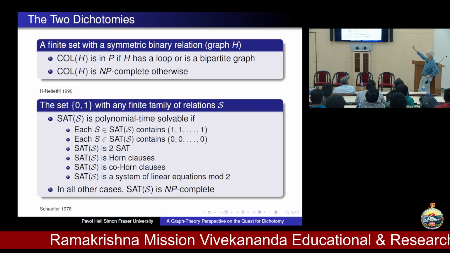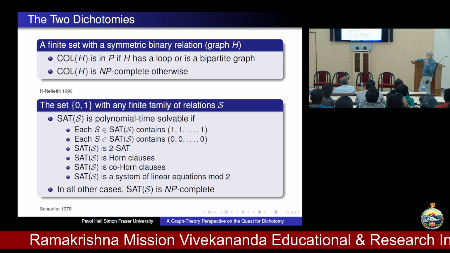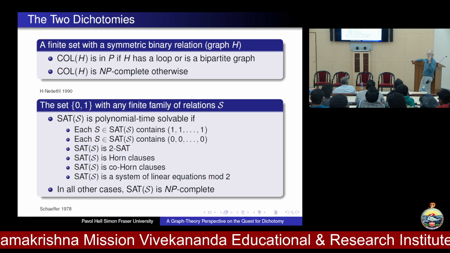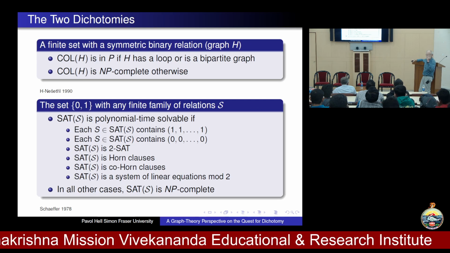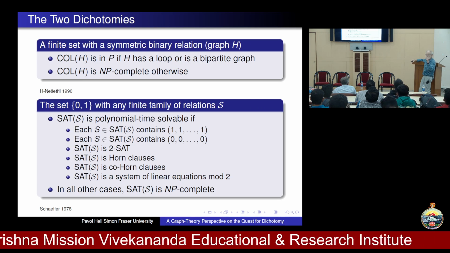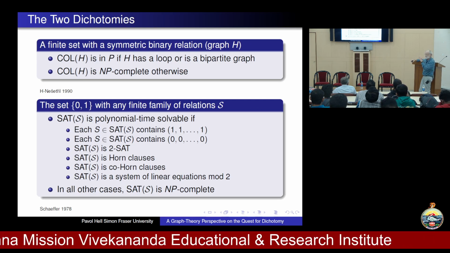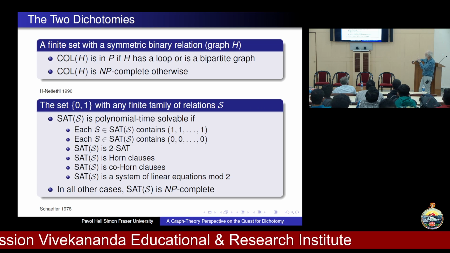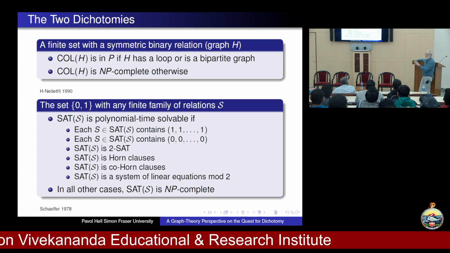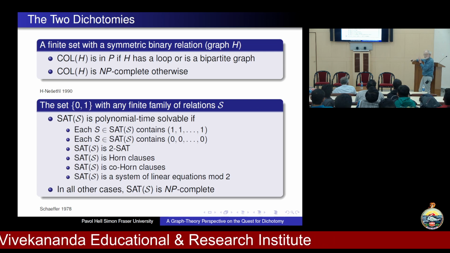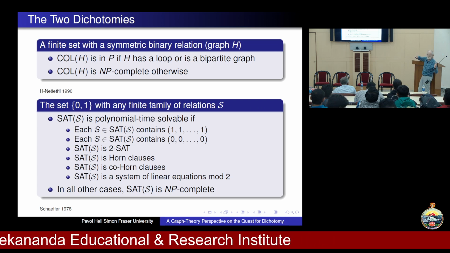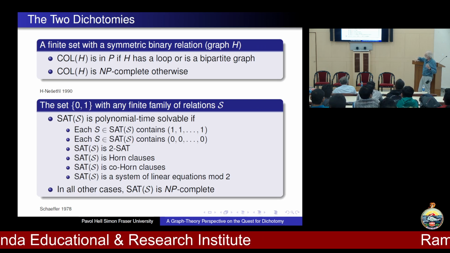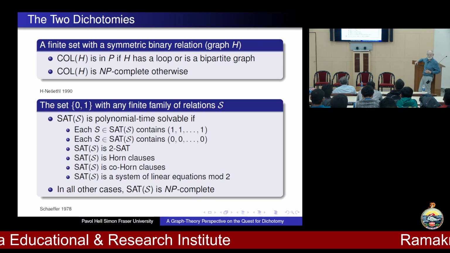The context in the first case is the target structure H has only one relation. The relation is binary and symmetric, but the set on which that relation is fixed is arbitrary. In Schaefer's problem, the set on which the relations are fixed is only 0, 1, a two-element set, but the relations are arbitrary, any number of any arities. And the answer is also sort of a little bit similar.